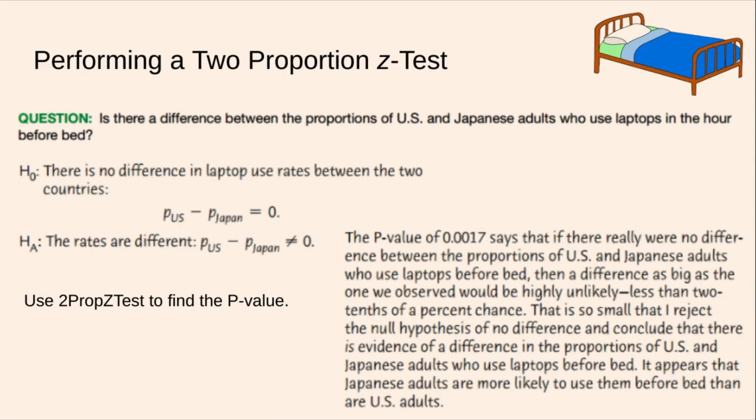It appears that Japanese adults are more likely to use them before bed than are US adults, and the only reason we can say that last sentence is that our sample proportion was greater for Japanese adults. However, technically our study was to determine if there is a difference, and so that is what objectively we are allowed to say. Though, of course, the Japanese rate was indeed higher, and significantly so.